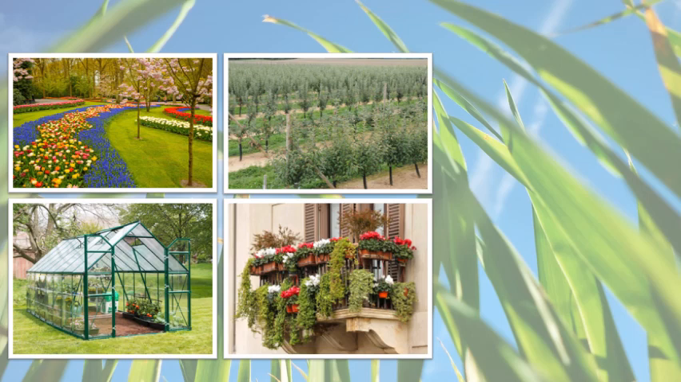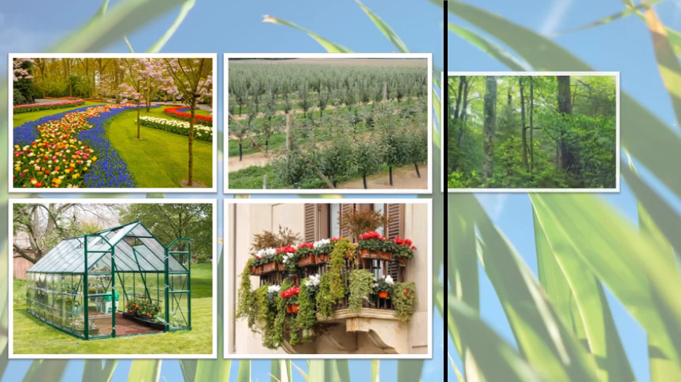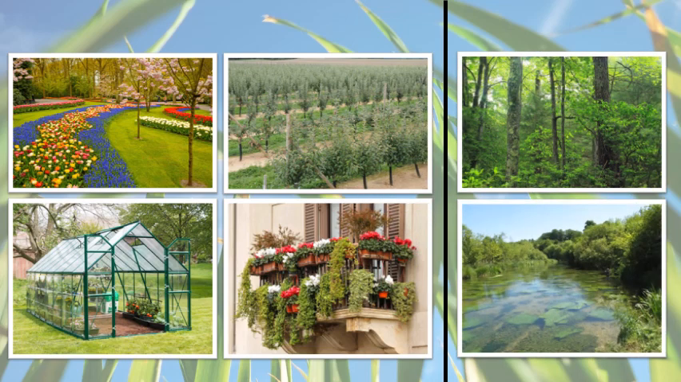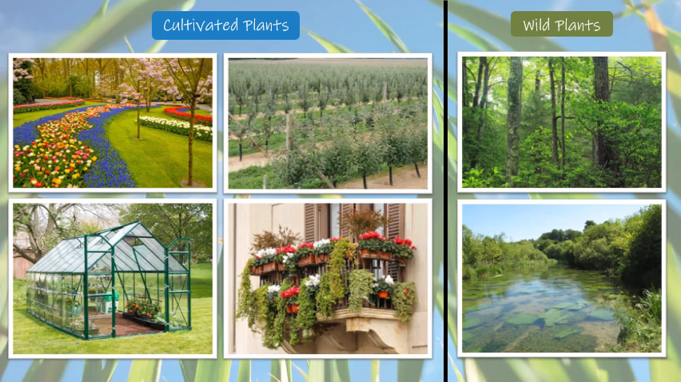And we can clearly tell that there is someone caring for these plants, cleaning their land, and giving them what they need. On the other side, these two figures show plants in a forest and near a river. These plants aren't taken care of by anyone. They get all their needs from the environment and they just grow healthy. This is the difference between cultivated plants and wild plants.